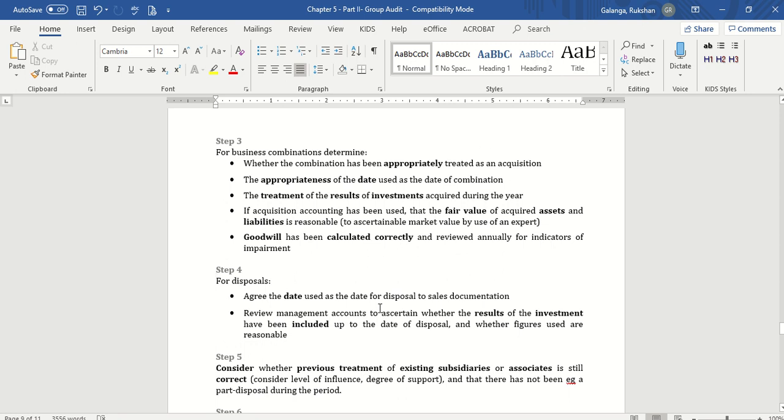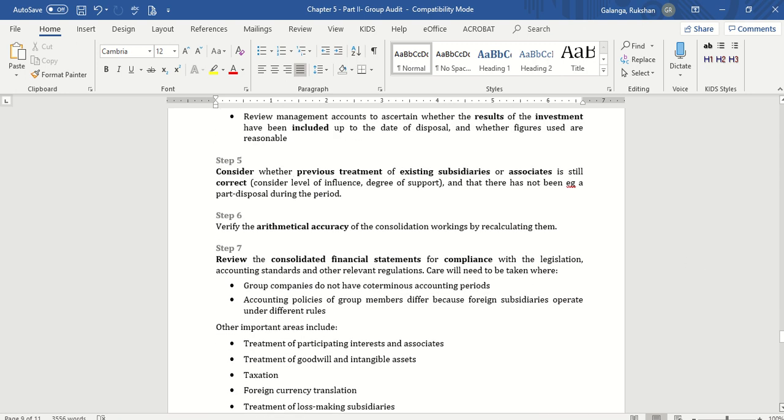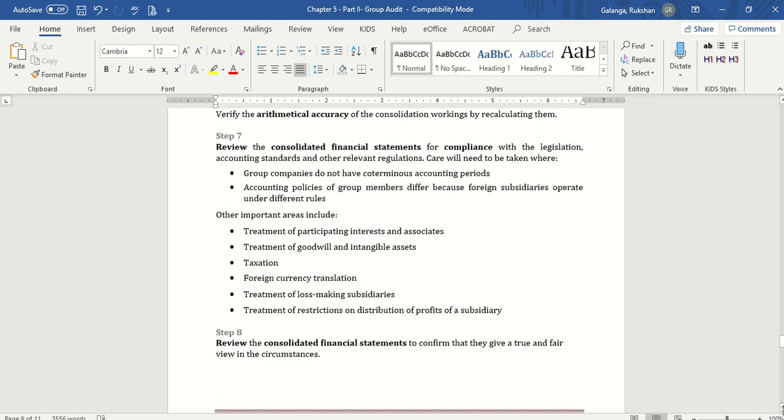And for disposal, if there is any disposal of a subsidiary, what you want to check comes under step 4. And consider whether the previous treatment of existing subsidiaries or associates is still correct, right? Especially for the permanent entry, as I explained to you. And verify the arithmetical accuracy of the consolidation working. You can add across by using the calculator to see whether it is correct or wrong.